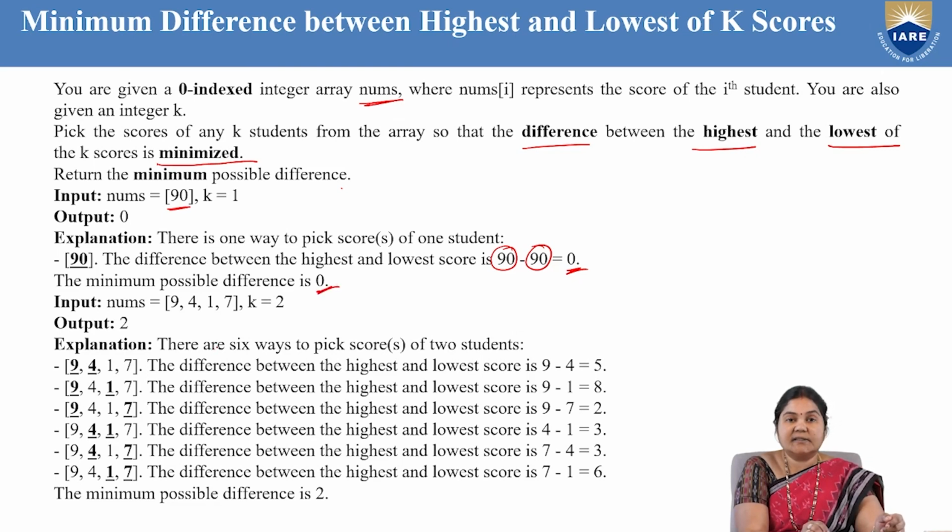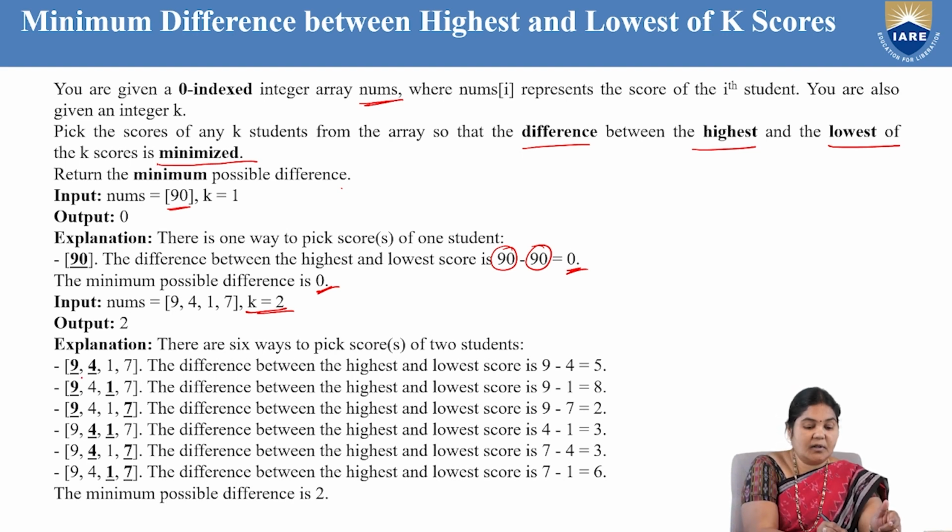If you look at the second test case, there are 4 student scores given. 9, 4, 1, 7 are the scores of 4 different students. Now, the K value is given as 2. That means you have to take 2 scores at a time to find which is highest, which is lowest, find the difference and check whether it is minimum or not.